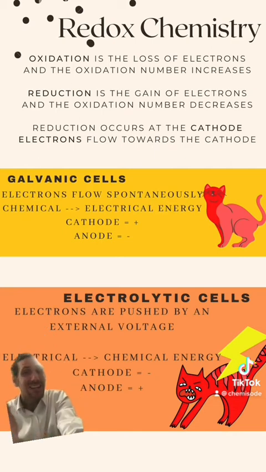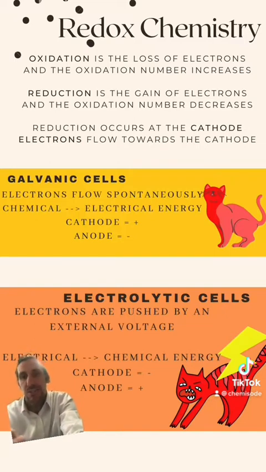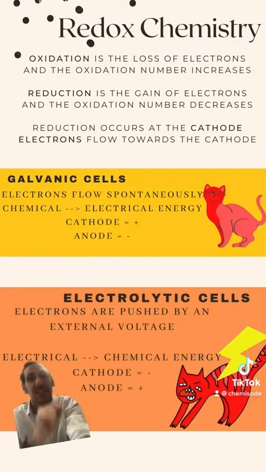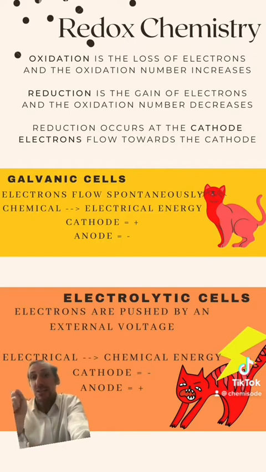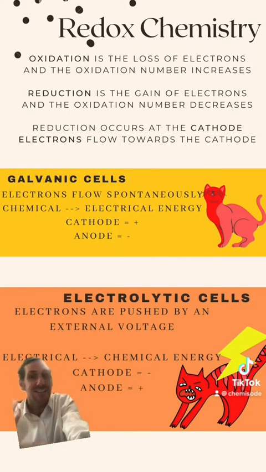What we're looking at now is electrolytic cells, where electrons are being pushed by an external circuit. So therefore we're pushing electrons in, we're providing energy to our system. In this case, electrolytic cells, we're converting electrical energy into chemical energy. And in this case, our cathode is negative and our anode is positive.